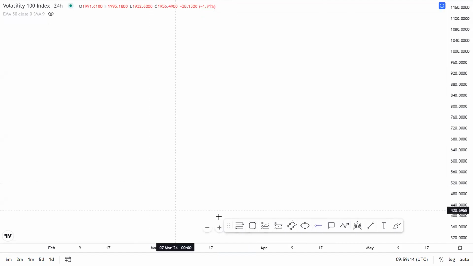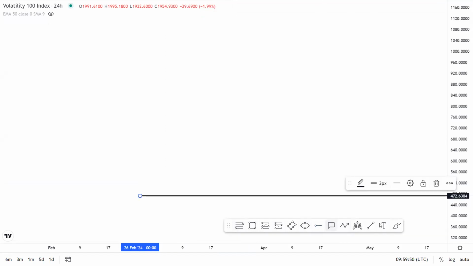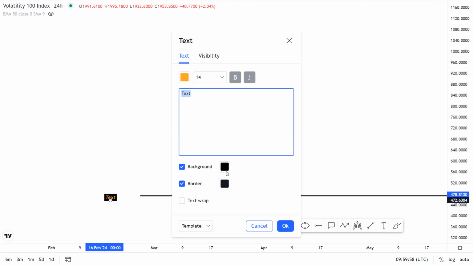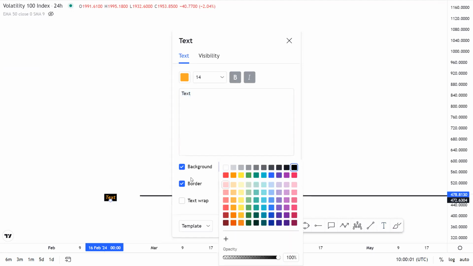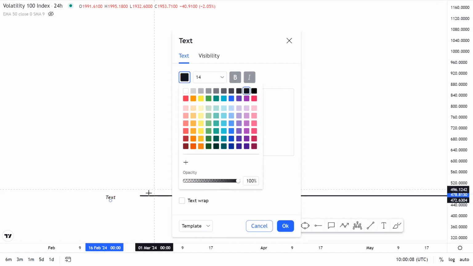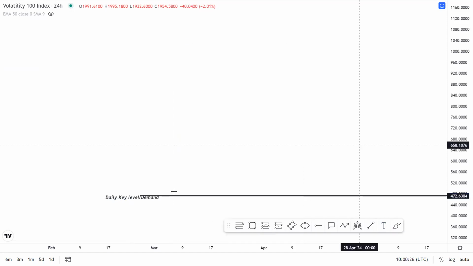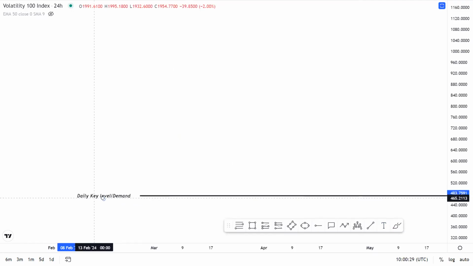Now, what this strategy entails is you want to identify a key level or a demand level in the markets. So a daily key level, or a demand level. Now you can use just about any time frame, but because I'm predominantly a swing trader, I'm going to be sticking with the daily time frames for this.